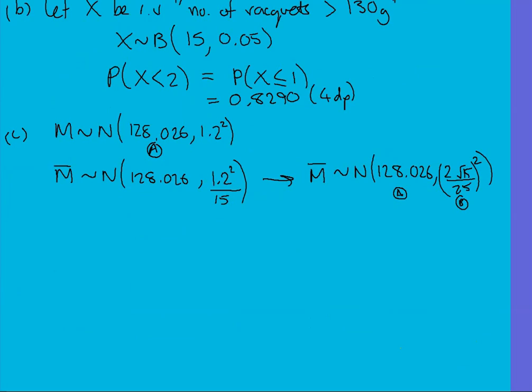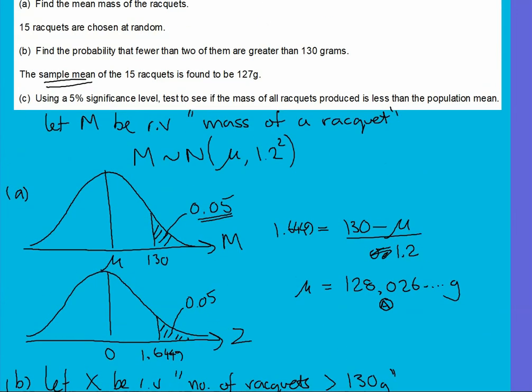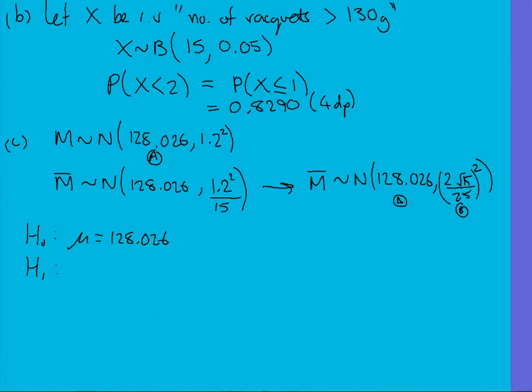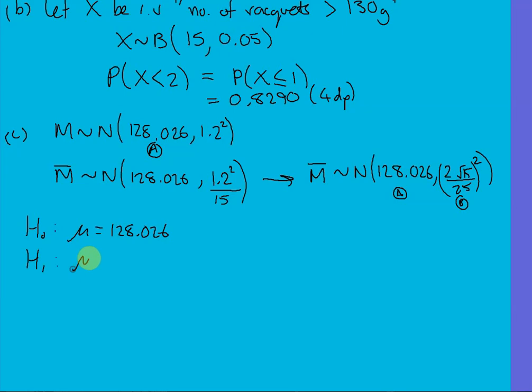Okay, so let's have a look at the question. A 5% significance level, so I know I'm using a hypothesis test, 5%. So we need to state our hypotheses. So null and alternative. So here we're saying the mean is 128.026. So let's read this text carefully. What is the other one? Is less than, okay? The mass of the racket is less than. So we're saying it is less than 128.026.